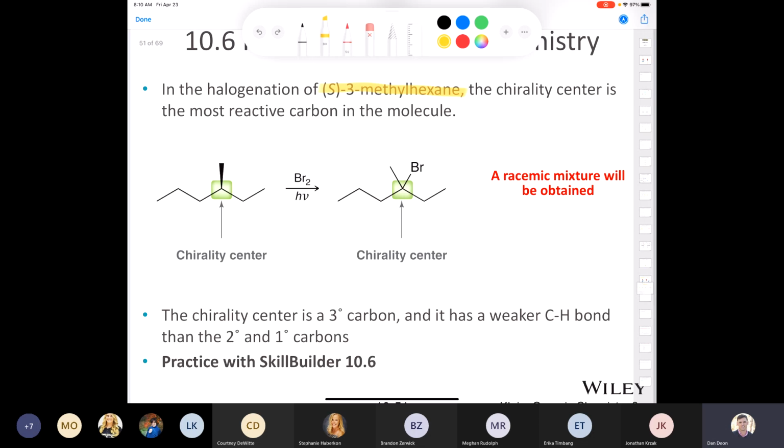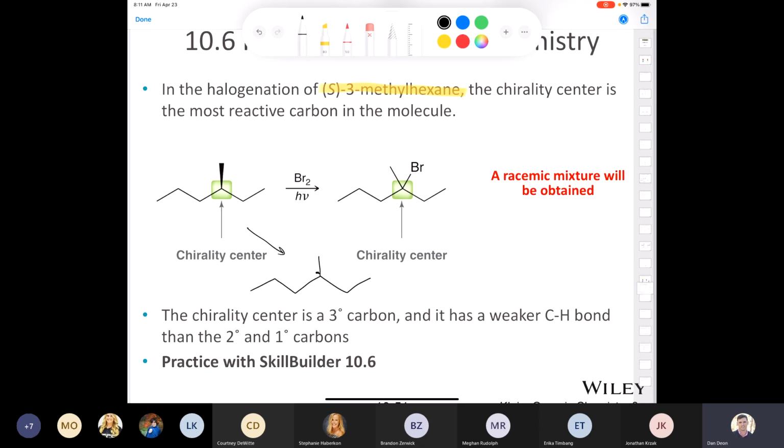In the halogenation of this molecule, the chirality center is the most reactive carbon in the molecule. But again, what's going to happen here when we do this? We're going to destroy the chirality center when we do the reaction, right? Because after we form the bromine radical, the initiation, the first step in the propagation is the hydrogen abstraction.